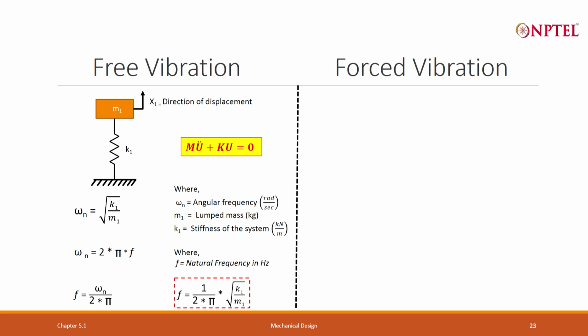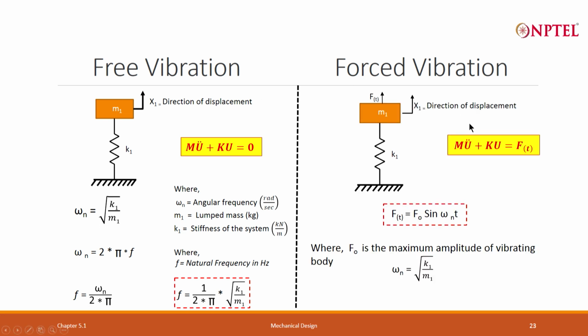Now, forced vibration, obviously damping is not there here. In the forced vibration, what will happen? This equation is undamped forced vibration, where force is a function of time. And what is the force? I always said it is a sinusoidal function. So, f t is nothing but F naught sin omega n t, where F naught is the amplitude of the force, omega n is the angular frequency, and t is the time. The F naught is the maximum amplitude and the frequency omega n is again square root of K1 by m1 only.